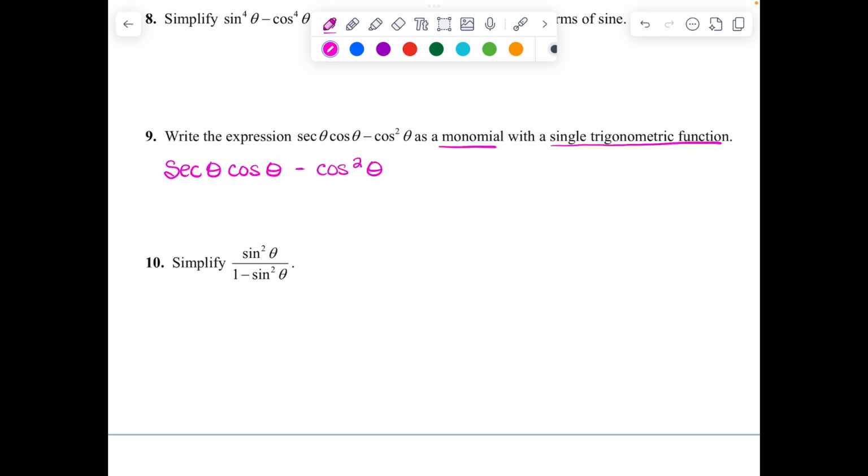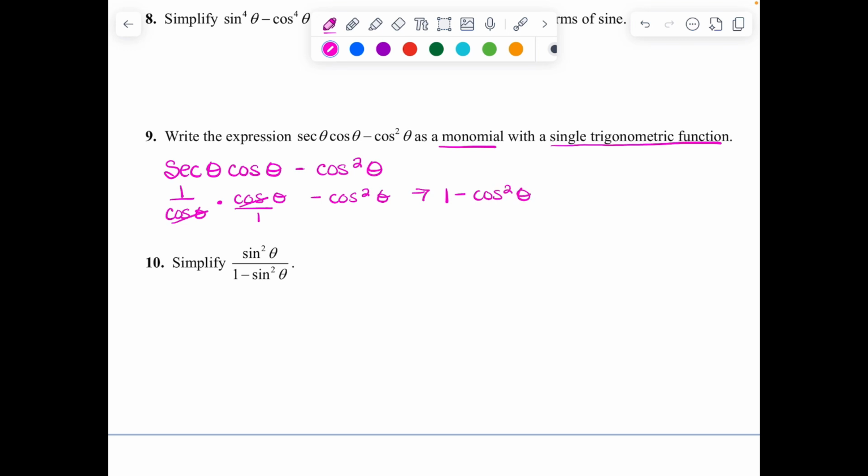Let's look at number 9. I want you to take this expression here and write it as a monomial with a single trigonometric function. We're going to use our reference sheet, and we're looking at what we have first for secant of theta. Another way to write secant of theta is 1 over cosine of theta. And then that's times cosine of theta, and then minus cosine squared of theta. Now, we want to eliminate things that we can. If we're thinking about this being multiplied, like over a 1, these actually cancel out. And this ends up being 1 minus cosine squared of theta.